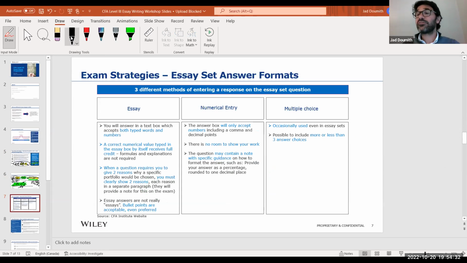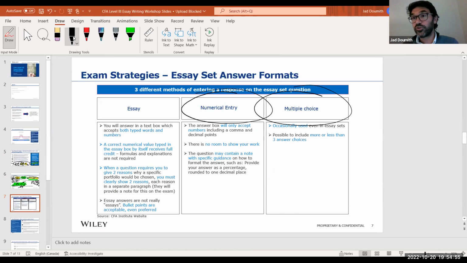So whenever you have an answer on the CFA exam, it can be in one of three formats. It can be an essay box where you can input a number and the text. It can be a numerical entry only, so please understand that you can only input a number, or it can be a multiple choice question. They still appear, but they are a bit rare for the morning session.